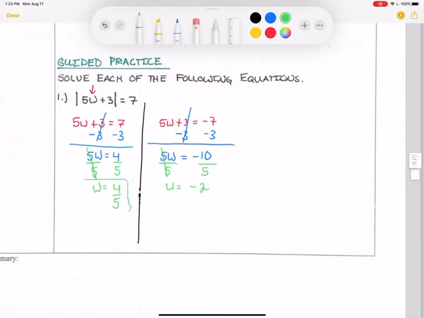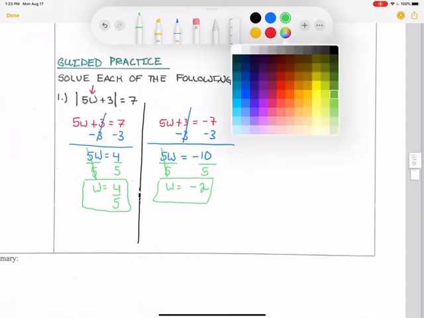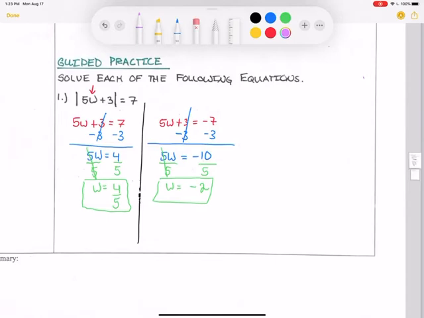So these are my potential answers. And what I want to do is I want to check to make sure that this is correct. So that's what I'm going to do here. I'm going to check.